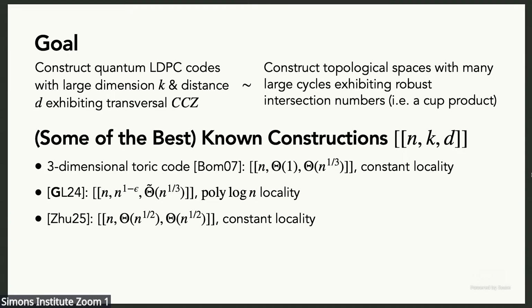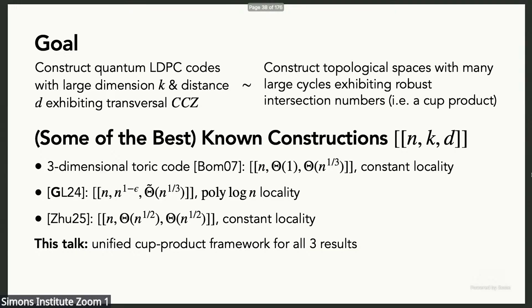And then just last year, Guanyu Zhu had this very nice construction that was the first to break the n to the 1/3 distance barrier for LDPC codes with transversal CCZ. He got codes of both dimension and distance square root n. As far as I know, these last two basically cover the best known parameters in most regimes, maybe not in the very low distance regime.